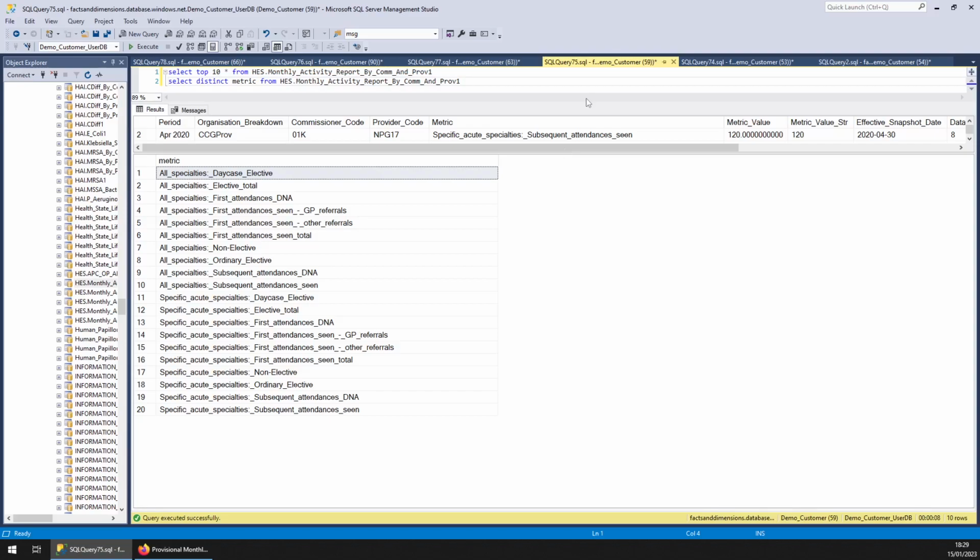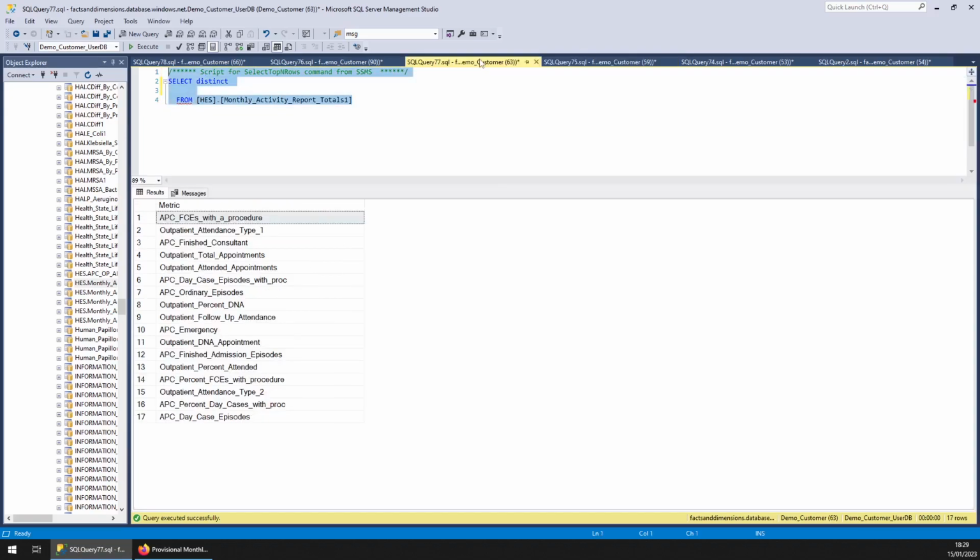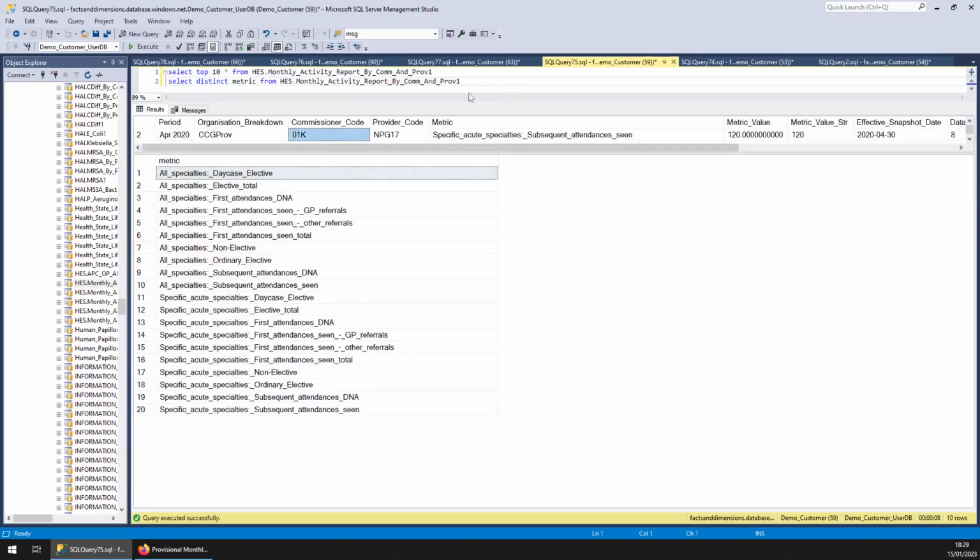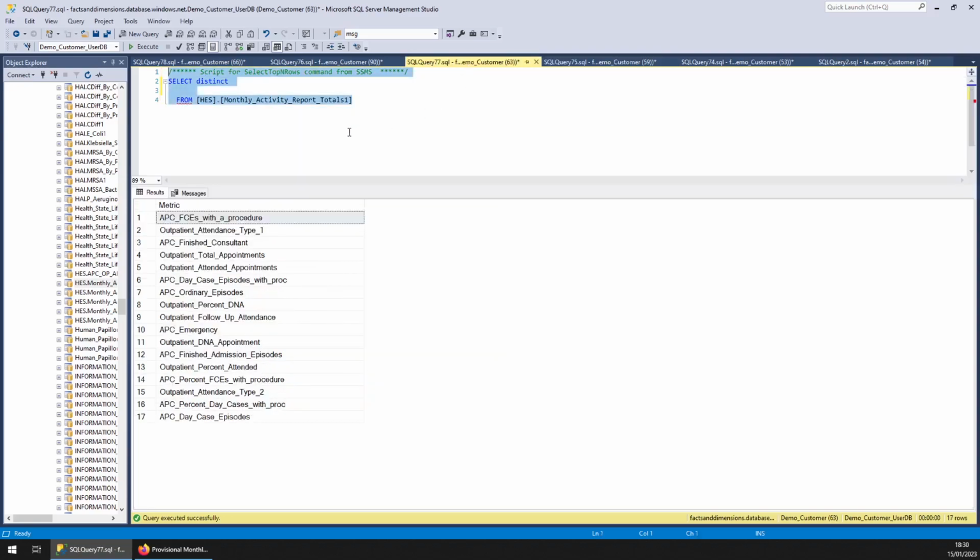So, for example, here, specific acute specialties, subsequent attendances seen, that is telling us that there are 120 patients that went to this provider that are registered at this commissioner. So it's much more detail there, you see. Obviously, go to the tutorial and I'll tell you how to turn these codes into descriptions, by the way.